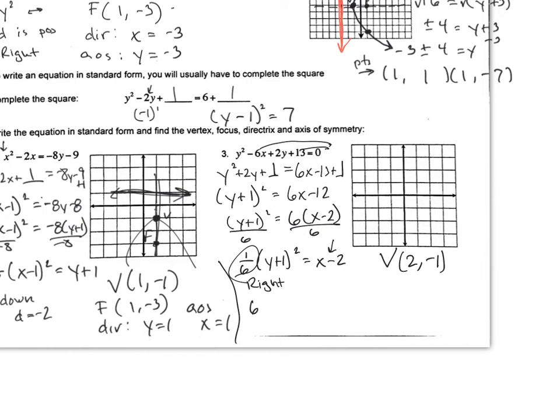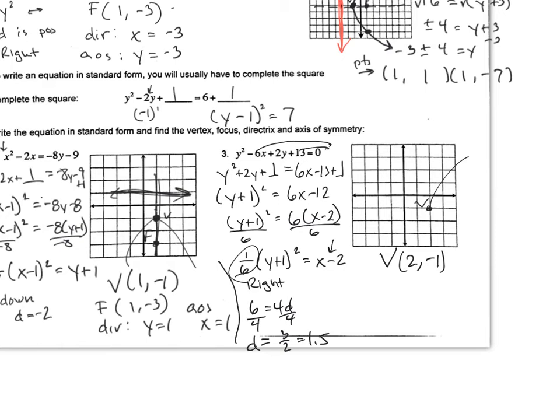So we know that 6 is equal to 4D. So we get 3/2 is equal to D. I don't know why I wrote it like that. Sorry, I wrote it backwards. You want to call that 1.5? That might actually be easier to deal with. So we'll call it 1.5. So 2, -1 is our vertex. I like to label it so I remember what's going on.